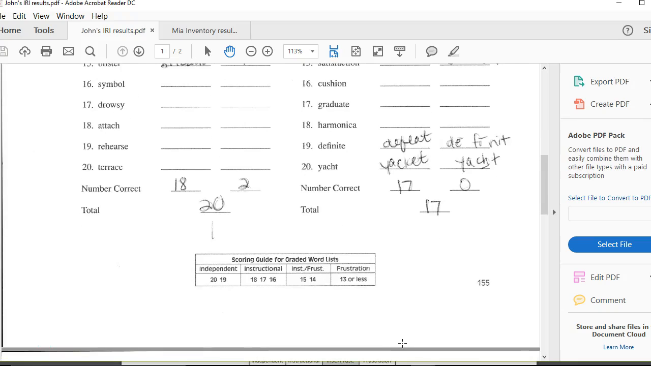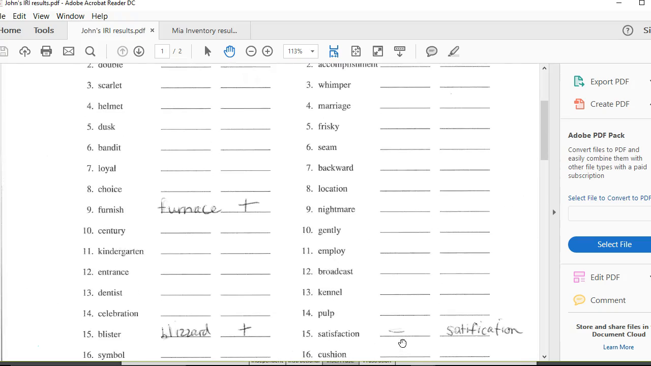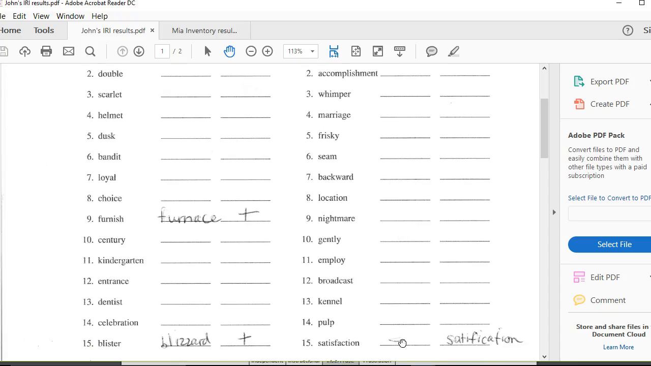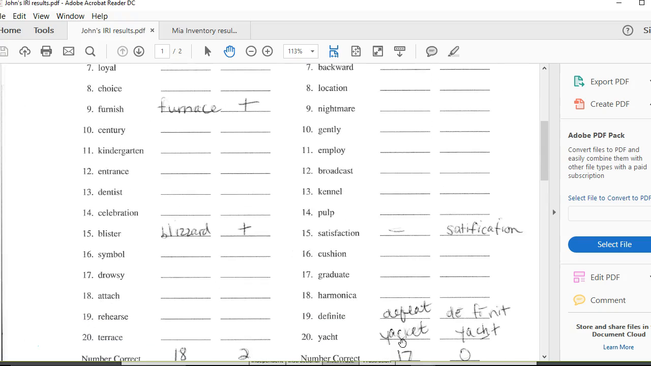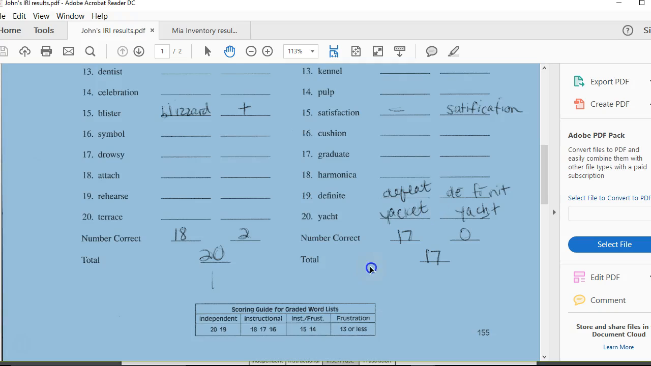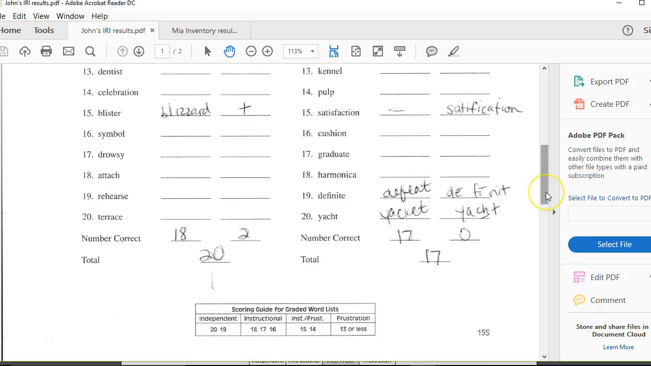I look at the chart at the bottom, that's independent. So I'm going to keep going because I think she can do a little bit harder than that. So I did the 6th grade list. She's doing great, she's doing great, she's doing great. You can put plus signs here if you want. I don't bother. So for satisfaction, she didn't know what to say, so I just put a dash because she skipped that one or left it blank. And for these other 2, I wrote down what she said, added it up, and then again, I told her to go back and reread those, and all 3 of them she did not get correct.